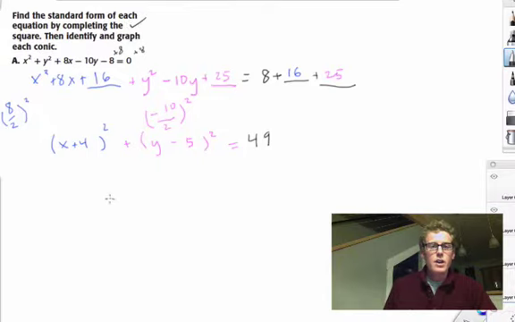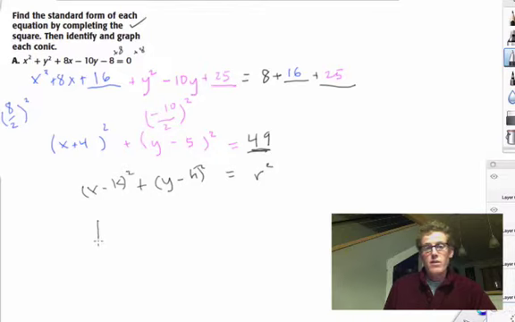Now we need to identify and graph each conic. Okay, well this conic here, my hunch is that what we've got is a circle. And the reason I want to guess that is because this part right here looks strangely familiar as an r squared, and then this looks like a y minus h squared, and then plus x minus k squared.